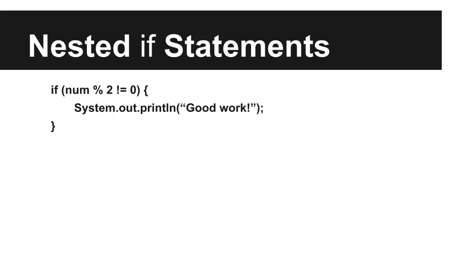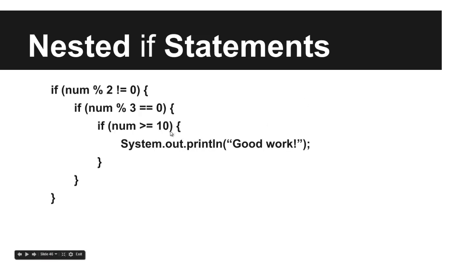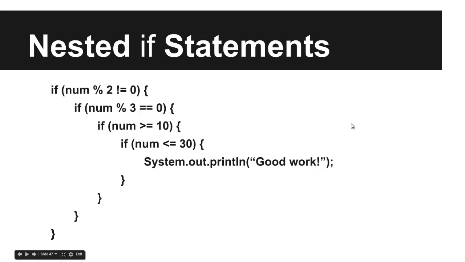And then from this, if we want to test to see if it's a multiple of 3, so if this is true, we print out good work. Now, if this is true, we can also stick another if statement in here. If this is true, then we check to see if it's a multiple of 3. If that's true, then we check to see if it's greater than or equal to 10. And if that's true, then we check to see if it's less than or equal to 30.